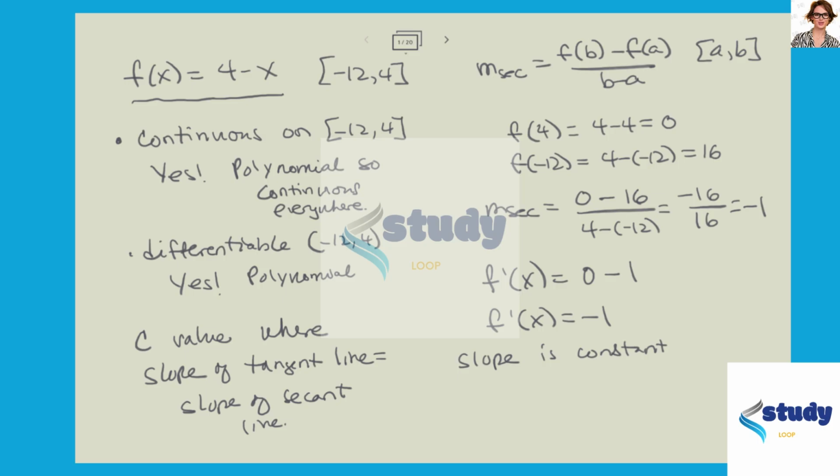So your c value is going to be, if we're in this interval negative 12 to 4, anywhere in that interval because your slope is constant across it. So there's no way to say I'm going to set the slope of my secant line equal to the slope of my derivative and solve, because anywhere on that line you are going to have a slope of negative 1.